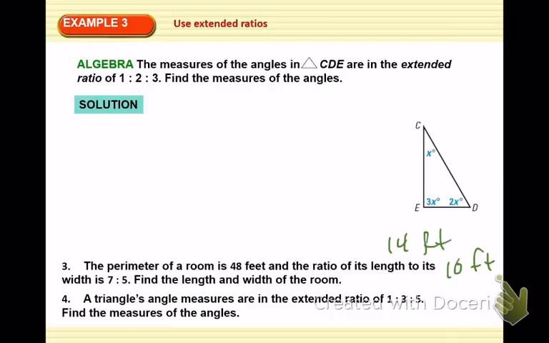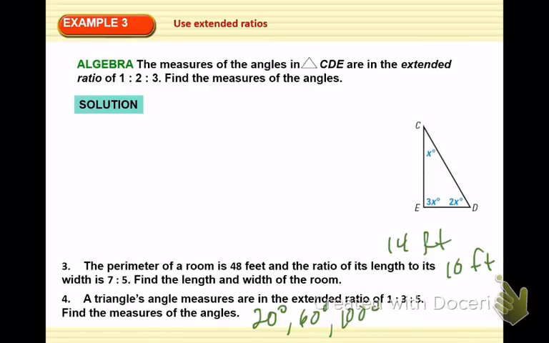And in the next triangle, you should get 20 degrees, 60 degrees, and 100 degrees. Again, if you don't get that, make sure you come find me and we'll talk about it.